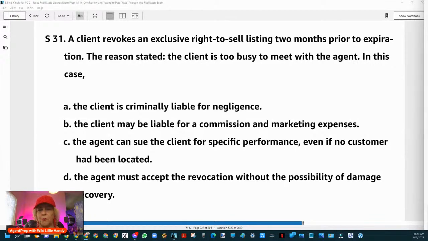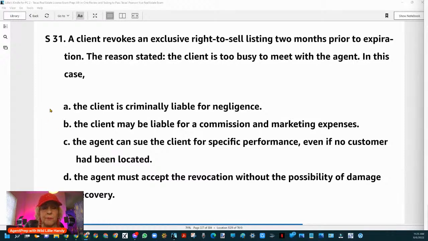All right, number 31. Very good, y'all. A client revokes an exclusive right to sell listing 2 months prior to expiration. The reason stated, the client is too busy to meet with the agent. In this case, what happens?